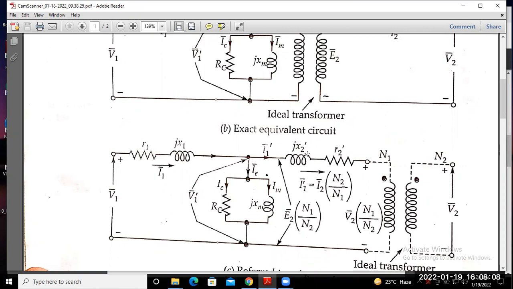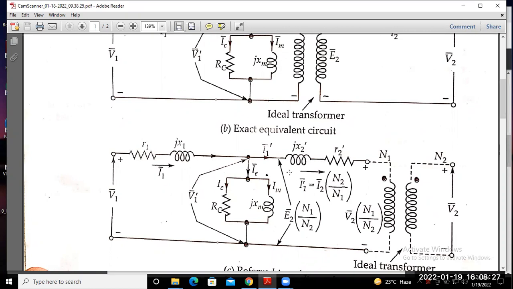You know what the value of X2 dash is in terms of X2: that is nothing but X2 into (N1 by N2) whole square. Similarly, R2 dash is nothing but R2, that is the secondary side resistance, into (N1 by N2) whole square. Okay, this derivation we already saw a few minutes earlier.